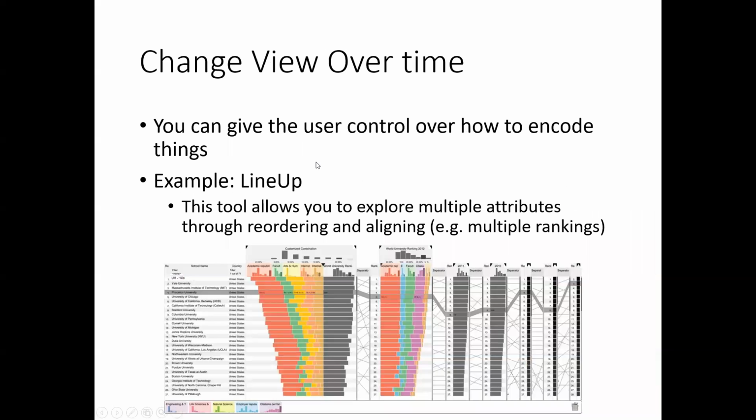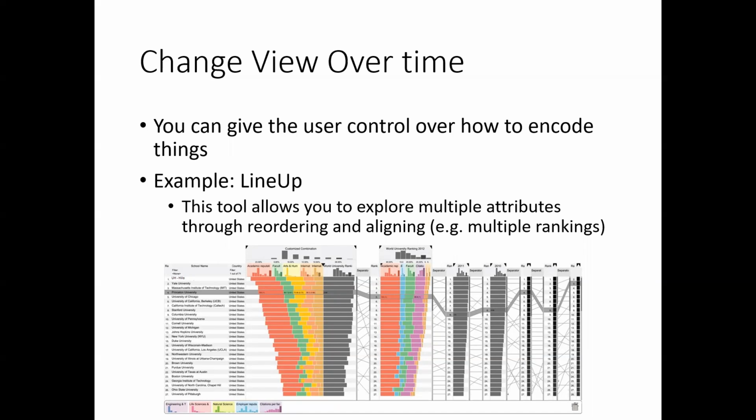Another way of changing over time is give the user control over how to encode things. This tool is actually called Lineup, and it's designed to support exploration of tables with a lot of attributes through interactive reordering and realigning. In addition to sorting by individual attribute, the user can sort by complex weighted combinations of multiple attributes, such as the university rankings that you see here.